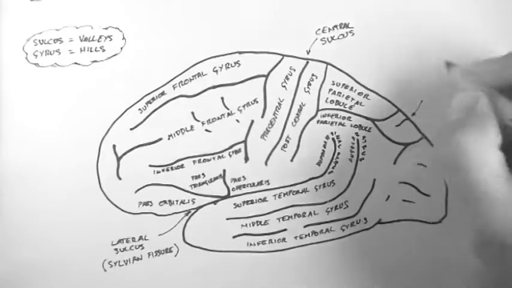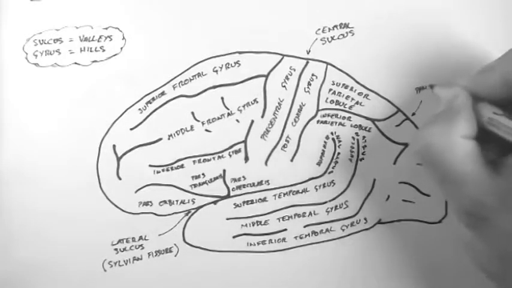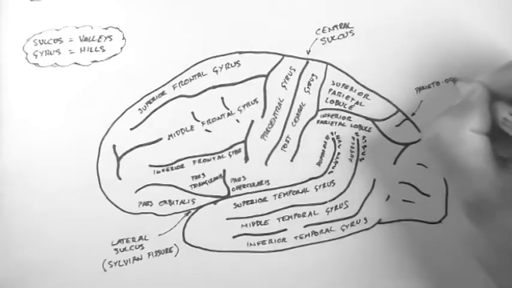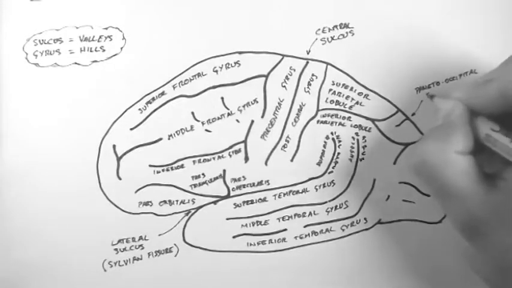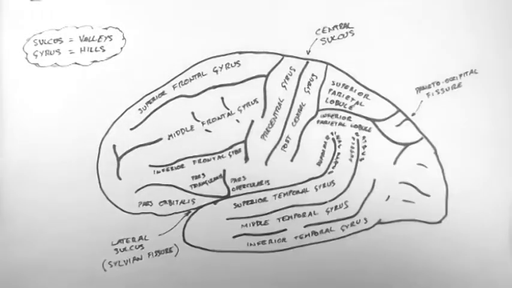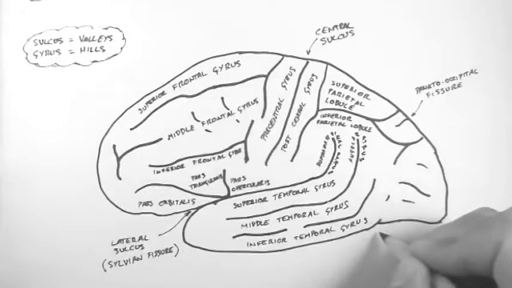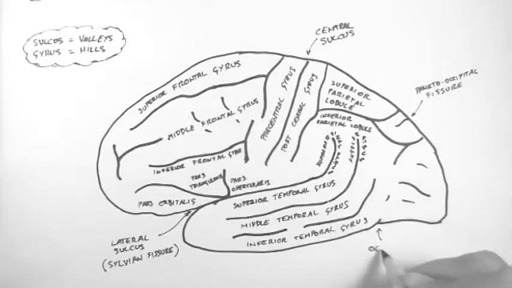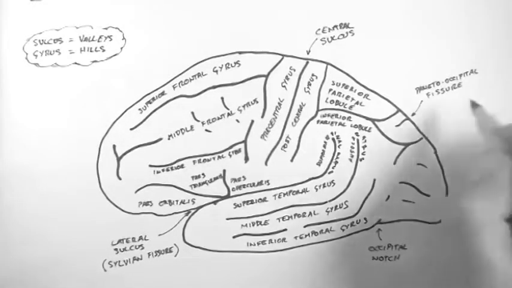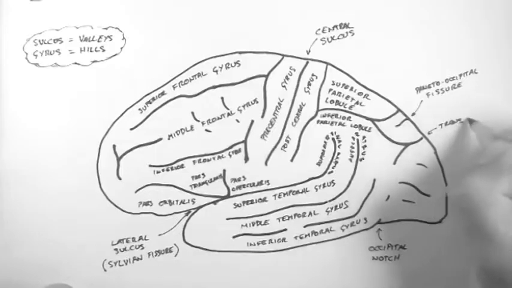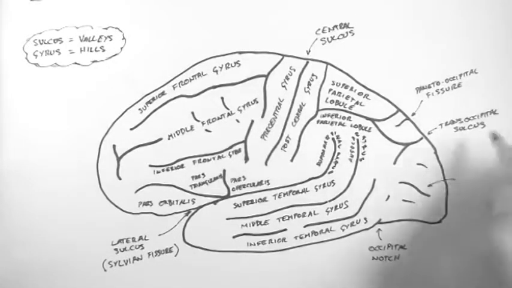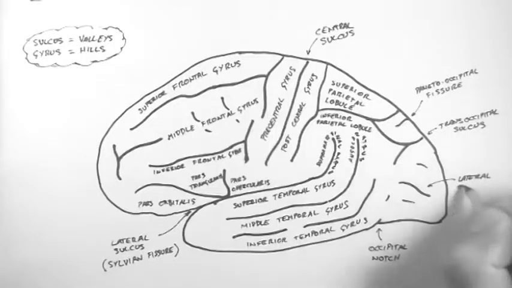Now let's name some sulci. Here is the parieto-occipital fissure, and this separates the parietal lobe from the occipital lobe. And this is the occipital notch. It does the same, but inferiorly. Here is the transoccipital sulcus. And here is the lateral occipital sulcus.